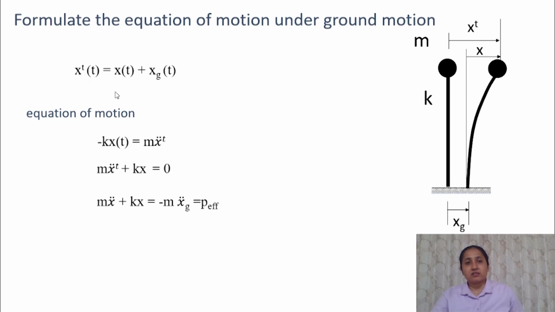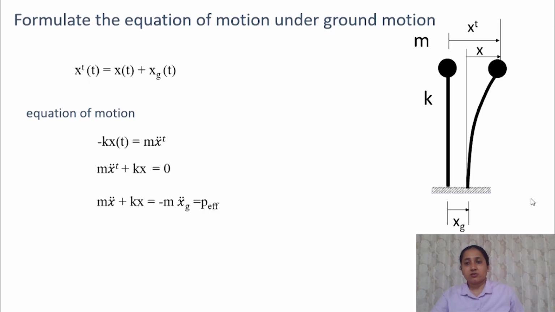We know that xt is x plus xg. So we can expand this term. So we have m x double dot plus kx is equal to minus m x double dot g, that is the ground acceleration. So the ground displacement at the support is equivalent to having an effective dynamic force acting on this mass, and the effective force is equal to minus mass times the ground acceleration.